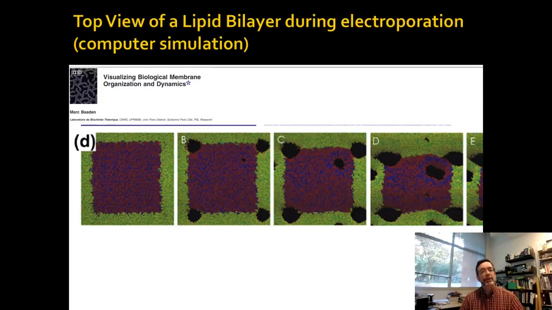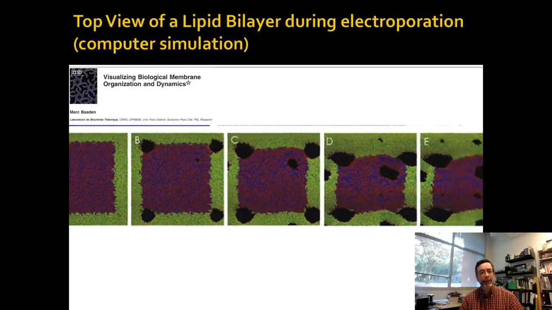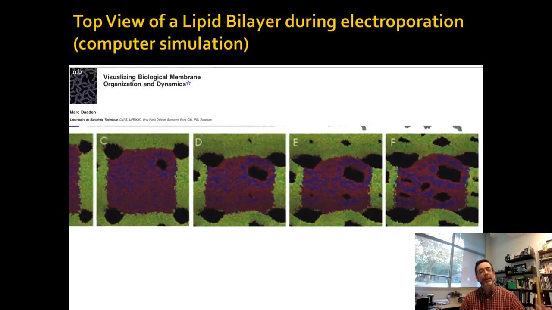And this is a computer simulation of what happens when you zap. When you zap, these holes open up. Those are big enough for a plasmid to cross through, but then the membrane will flow to fill in those holes in a short time, a couple of seconds, and the cell will be happy again. A little stressed, but happy again.